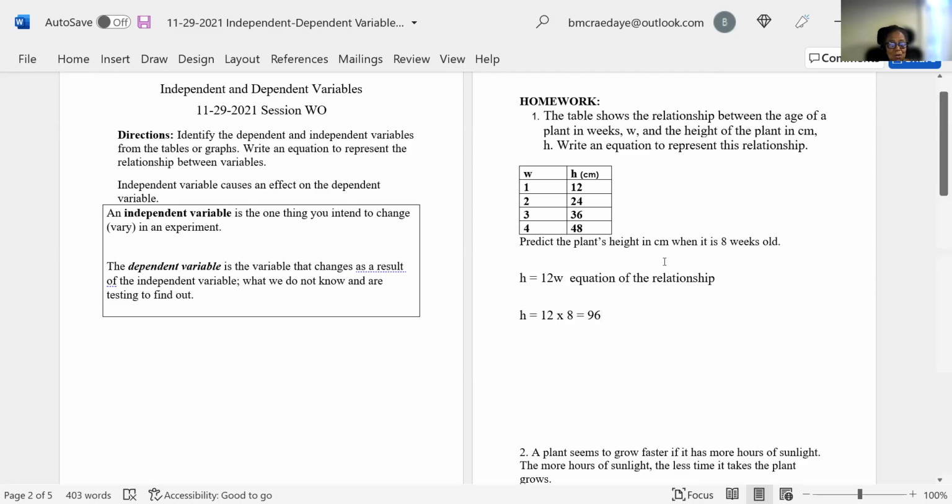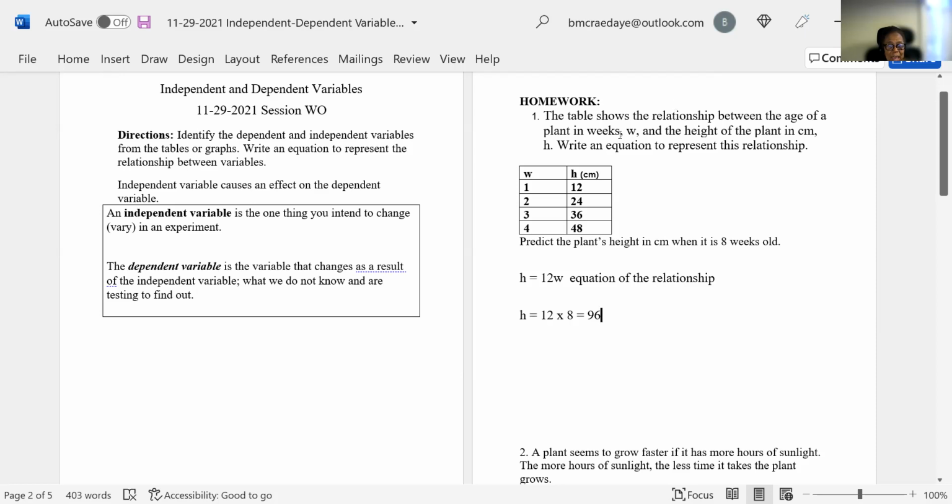So that means since you know the relationship, you can predict the plant's height for any number of weeks, right? So if it's 8 weeks, the relationship height equals 12 times W, 12 times 8. What would the height be if it were 10 weeks? 120. That's it. Very good. So once you know the relationship, you can just plug in the independent variable, which is the number of weeks, and calculate how high the plant will grow in that number of weeks. All right. So Maureen, that's how you find the relationship.